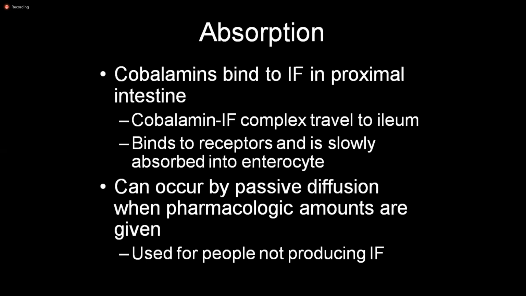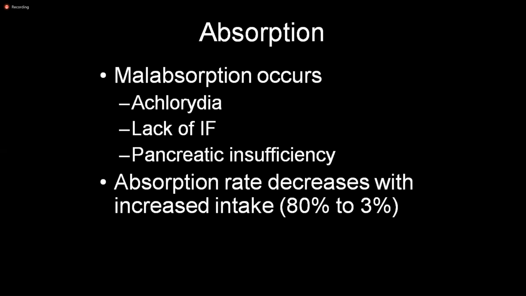Actually, this intrinsic factor is synthesized by the parietal cells in the stomach. But the binding of intrinsic factor happens only in the proximal intestine, not in the stomach. In the stomach, cobalamin binds with the R protein. So when there is a malabsorption due to achlorhydria or lack of intrinsic factor or pancreatic insufficiency, the absorption of vitamin B12 will be impaired or hampered.